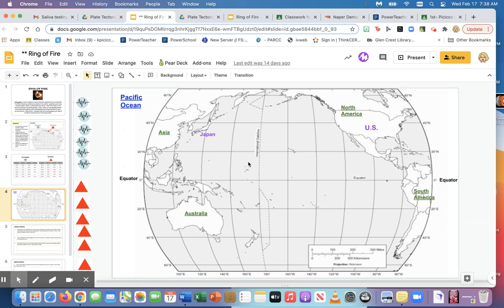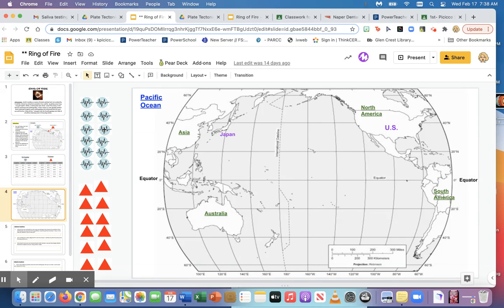Let's look at the map. So if you notice in this map, we've got Asia here, Australia, the US and North America, South America, and then we clearly are in the Pacific Ocean. So that's where the Ring of Fire is, okay? It's in the Pacific Ocean. And what we have to do, if you look at over here, is you have these little symbols, which means earthquakes, and these triangles, which means volcanoes, and we're going to have to plot them where they are on this map. And we've got to use latitude and longitude.